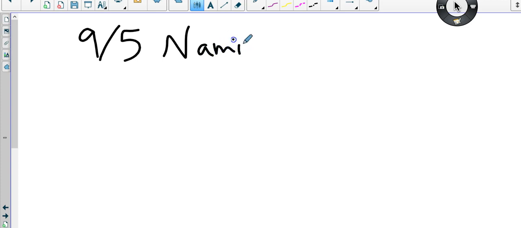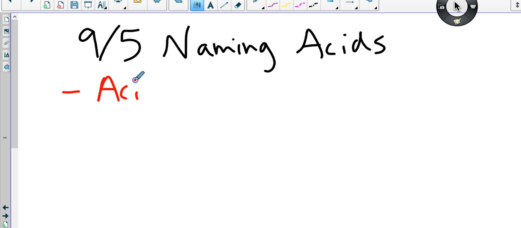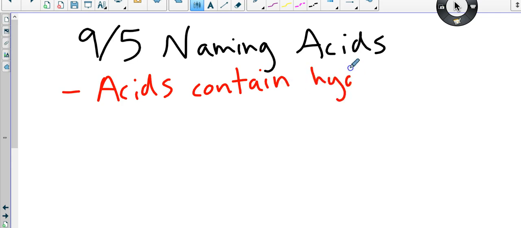to name acids. So we have already discovered from the warm-up today that acids contain hydrogen, and then we'll start with hydrogen. So when you see an H and then other things, then you know it's acid naming time.